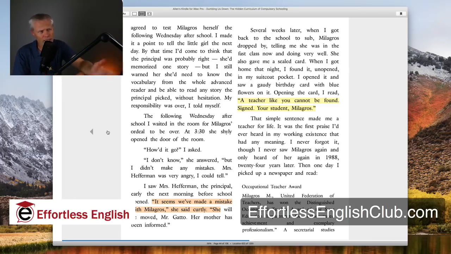But, you know, the good news is the little girl did go to the better class. And then she wrote him a card. She made a little nice card to thank Mr. Gatto. And the card said, "A teacher like you cannot be found." And she signed it, her name, Milagro. And John Taylor Gatto says that's why he decided not to quit.